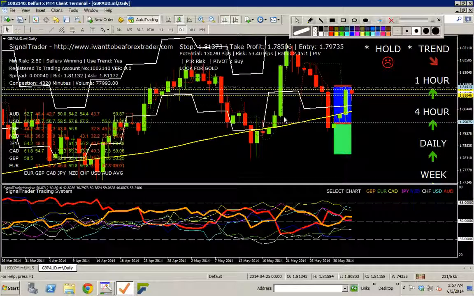We only trade off the daily chart because really we look for long-term trades of 100 pips or so or more. And you might think, well, how do you enter and everything like that? Well, basically we're looking for a certain setup, and this is the setup, this cross here on the indicators.